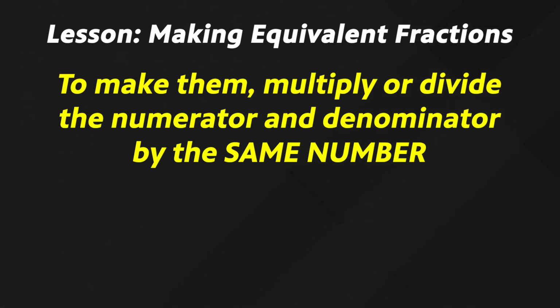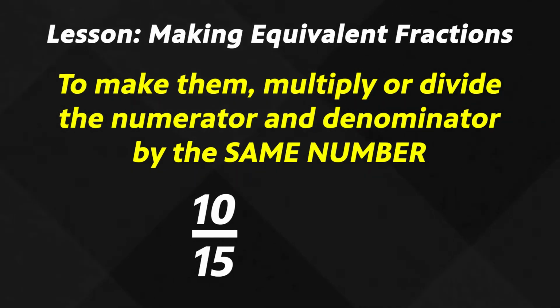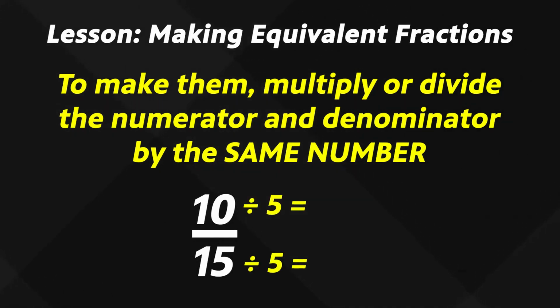I could also divide each side of the fraction by the same number. For example, if I had 10/15, I could divide each side of the fraction by 5, and that would give me 2/3. And that is a quick recap on how to make equivalent fractions.